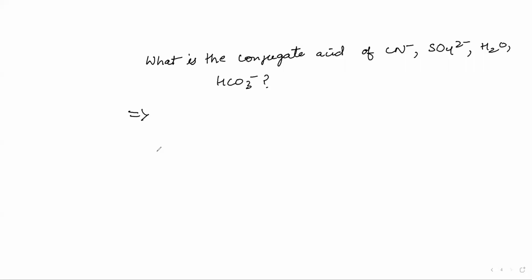So what is a conjugate acid? These are bases, so let us make a conjugate acid from each. CN negative will gain a proton and change into HCN. So this is a base, and this is the conjugate acid form.